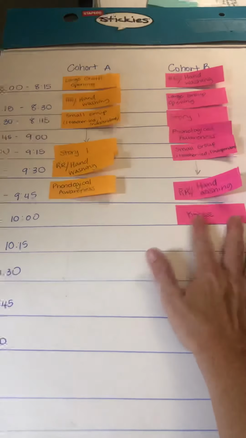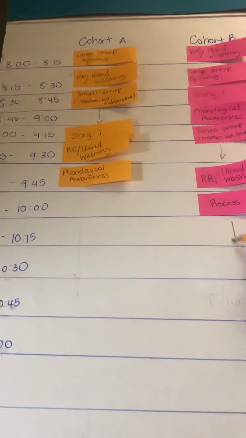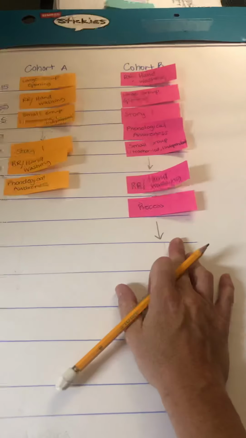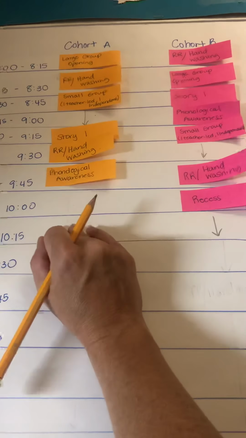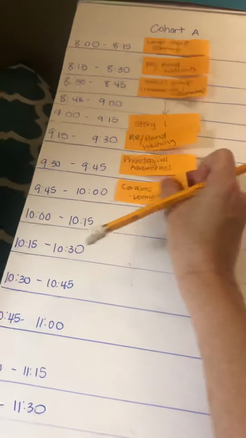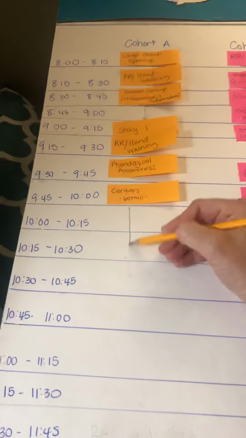Then think about, while these guys are at recess, cohort B, they're going to be at recess for at least 30 minutes, sometimes longer. Okay? What can be going on here? Maybe here, we're going to go ahead and do center time. Okay? And so that's going to bring us all the way down to 10:45.